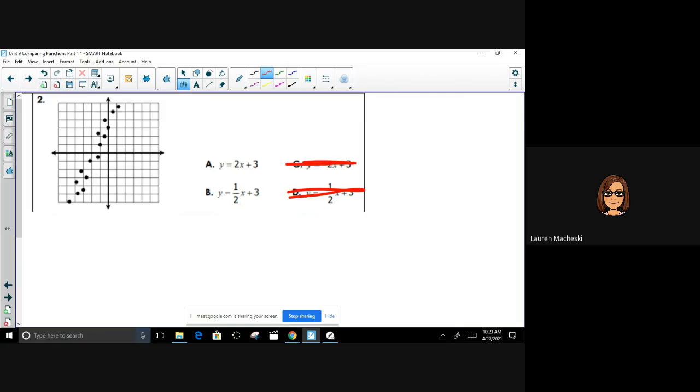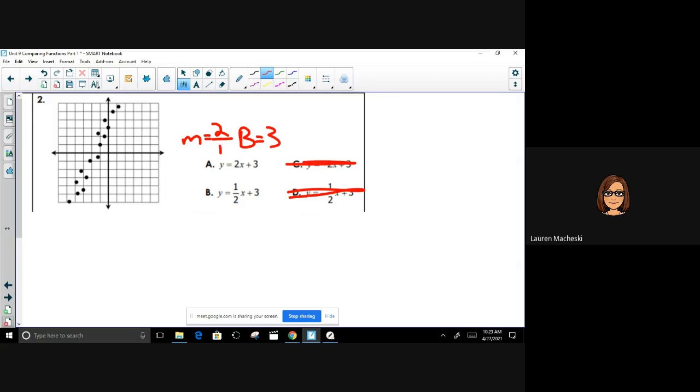So then let's check each one of these. What is my slope on A? And remember, you put it over 1. X is not part of your slope. It's the coefficient in front. And your y-intercept is 3.